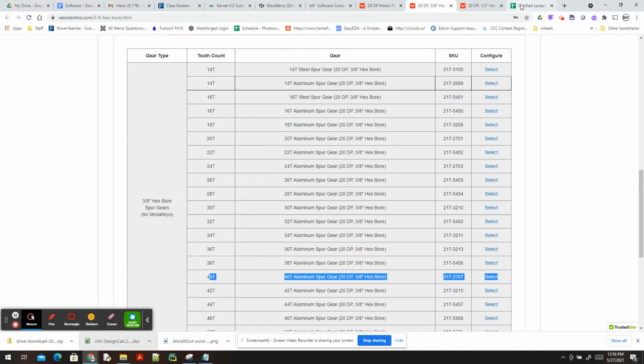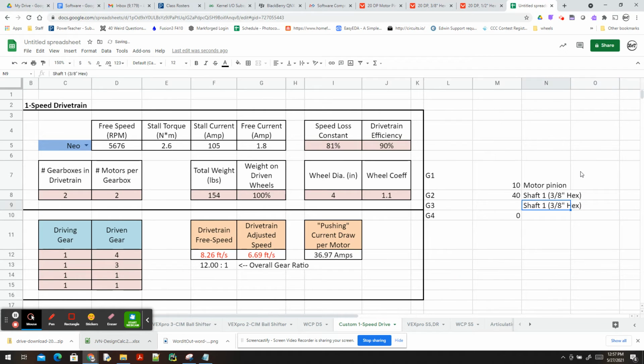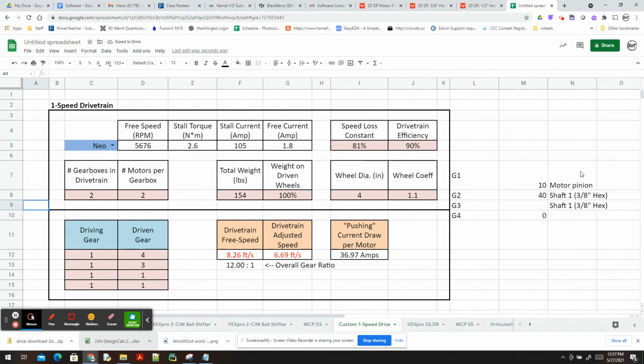So that's how I can calculate which one. Now, remember, gear 1 is the one that's attached to the motor. That's the motor pinion. My second gear is going to be on shaft 1, which is 3/8 of an inch hex. My third gear is actually on the same shaft as shaft 1. The motor turns this gear, and on top of this gear is gear 3, and gear 4 is lined up with that, so that way I can get 2 stages in my gearbox.